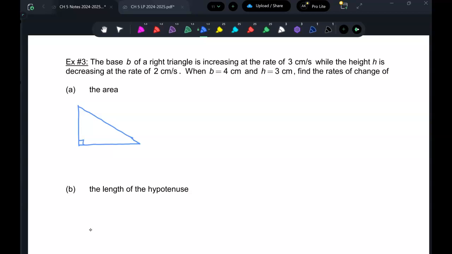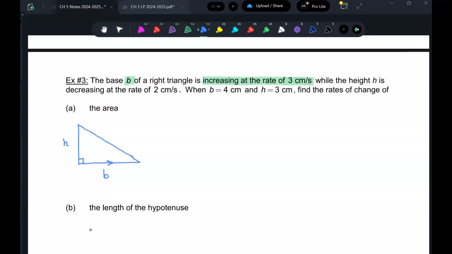Again, what we're talking about are shapes that are changing with respect to time. So in this case, here's our height, here's our base. The base of the right triangle is increasing. That means dB dt is increasing. How does the base increase? It's getting bigger, stretching. Here's what's happening: the shape is changing.